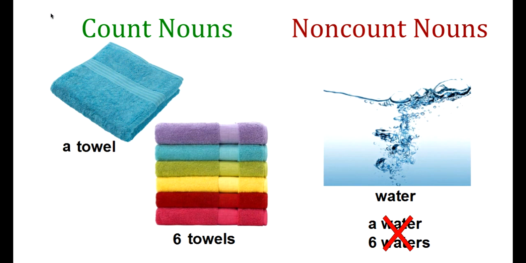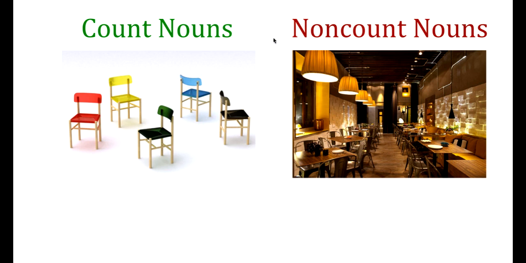But I wanted to point out that it's not always as obvious. Sometimes the non-count noun can be difficult to identify. Over here on the left, I have chairs. Very obviously a count noun, because you can see I have 5, something I can count.